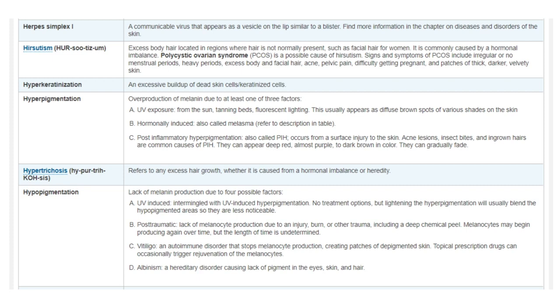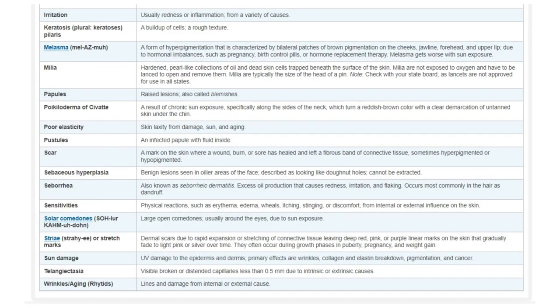Vitiligo: an autoimmune disorder that stops melanocyte production, creating patches of depigmented skin. Topical prescription drugs can occasionally trigger rejuvenation of the melanocytes. Albinism: a hereditary disorder causing lack of pigment in the eyes, skin, and hair. Irritation: usually redness or inflammation, from a variety of causes. Keratosis pilaris: a buildup of cells, a rough texture.